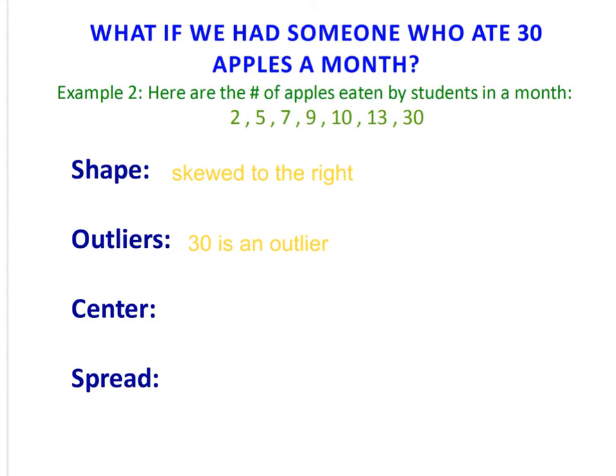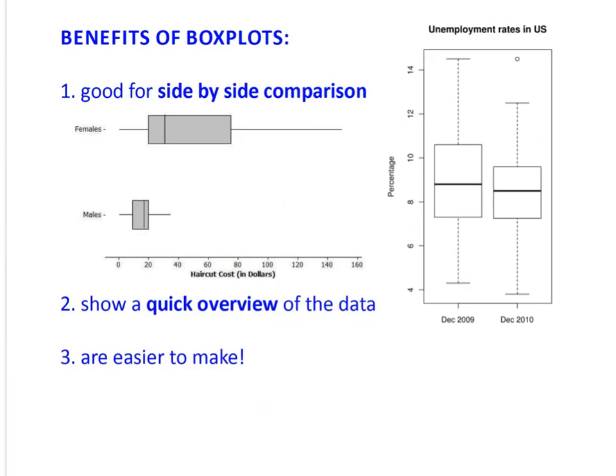The center, the median, is 9 apples a month. And the spread would be from 2 apples to 30 apples, or the spread would be 28 apples. This would be complete SOCs if I wanted to describe this data set or this distribution.